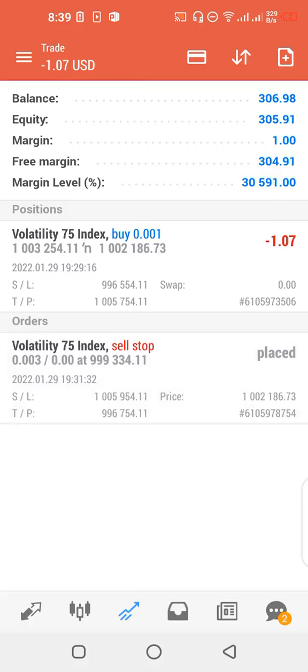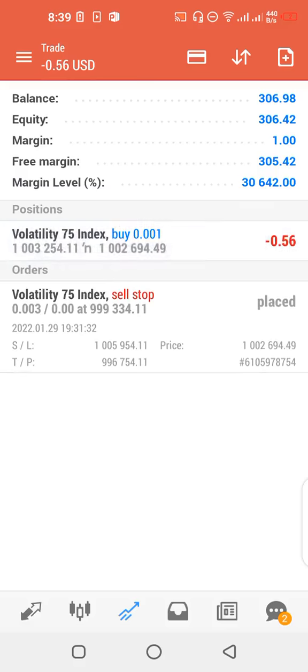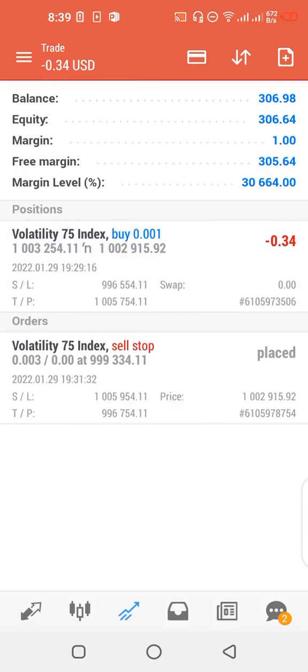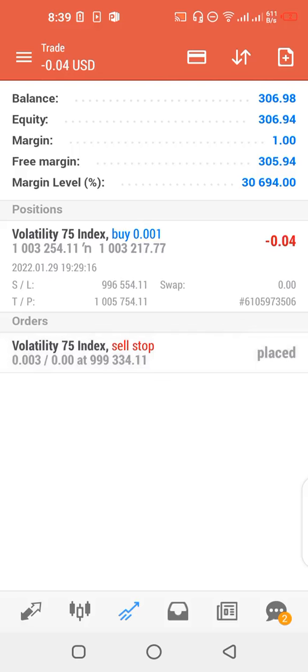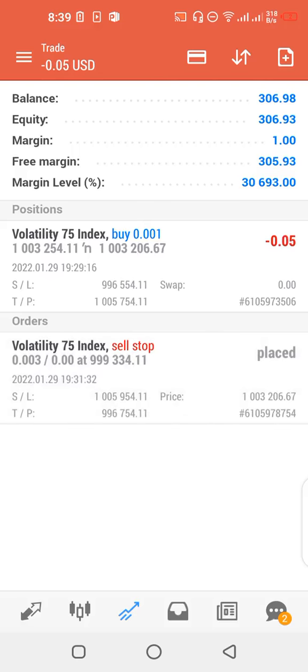The TP is 996754.11. So reduce that by 200 points. You have, like you have here, the stop loss here is now 996554.11. So you do reverse the case for the TP of my sell stop.